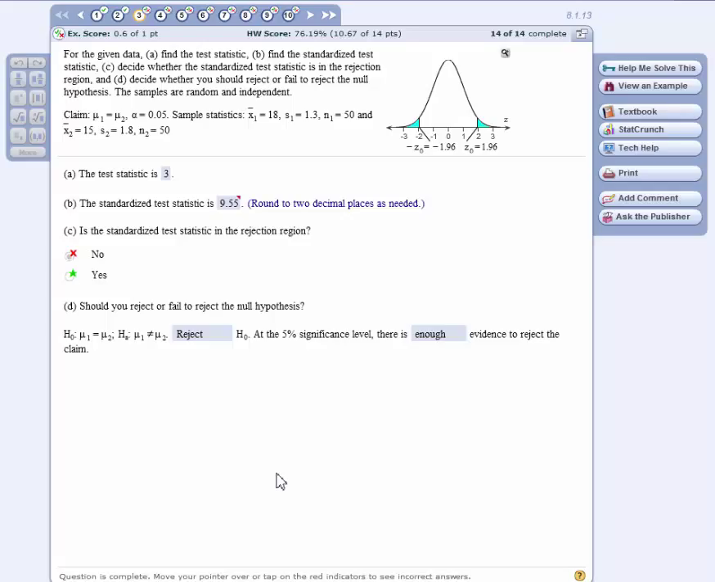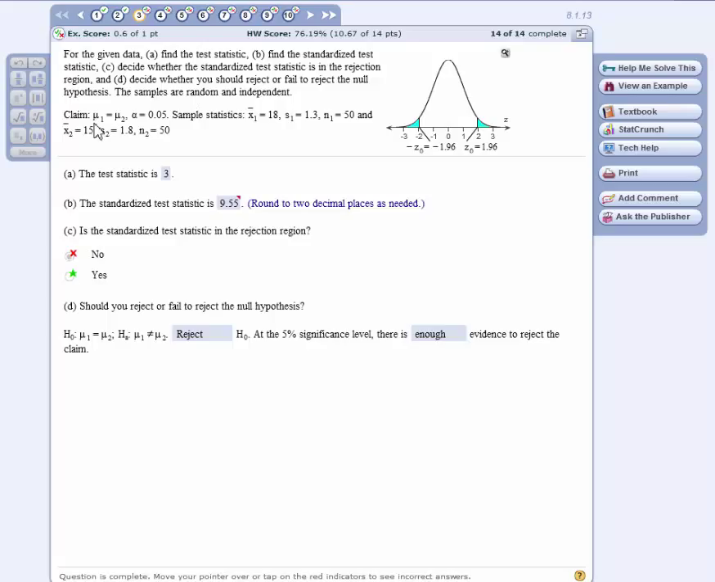I want to work for you a difference of two means problem in section 8.1. And here we have the problem, and we've got to find the test statistic, the standardized test statistic, and decide whether the standardized statistic is in the rejection region and whether you should reject or fail to reject. Samples are random and independent.